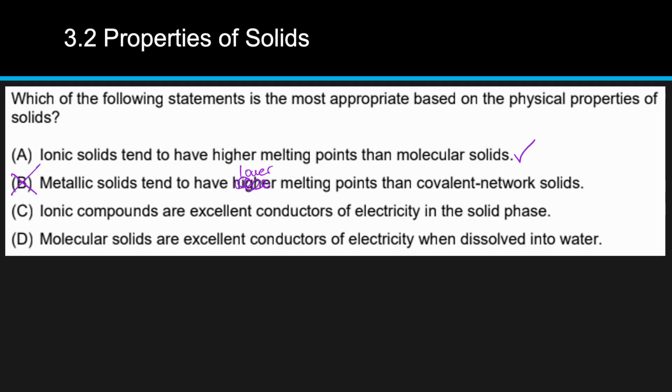C says ionic compounds are excellent conductors of electricity in the solid phase. That is incorrect. Remember, ionic compounds are only going to be good conductors when they're either dissolved in water or melted down. So C is not our answer. And then D says molecular solids are excellent conductors of electricity when dissolved into water. And that is going to be false because molecular solids do not conduct electricity even in solution because they have no free moving ions or delocalized electrons. So our answer here would be A.